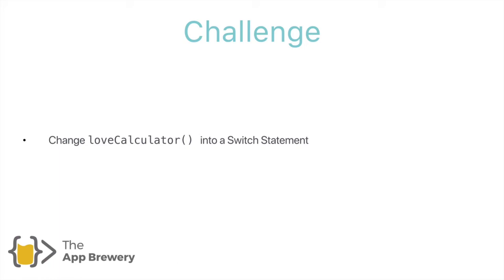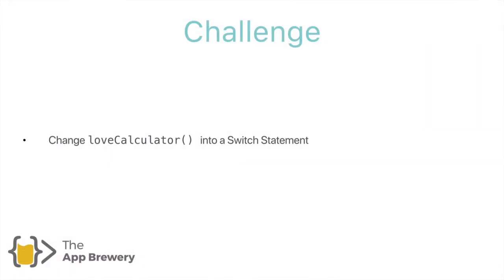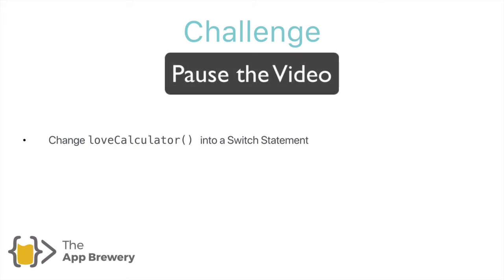So have a think about what you need to do. Maybe rewind and take a look at the range operators if you need to, or Google for the range operator in the Swift programming language book and have a read over there. But essentially, the challenge is to simply adapt your love calculator that's using an if statement into one that uses a switch statement. So pause the video and try and give that a go.